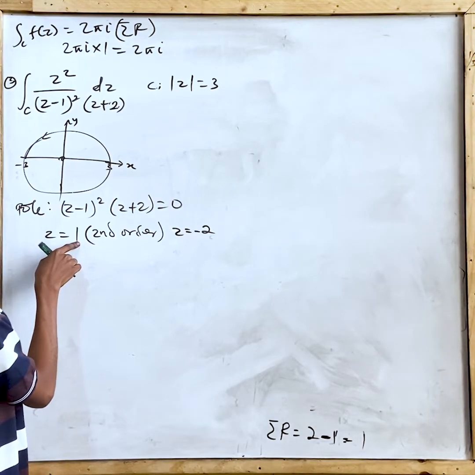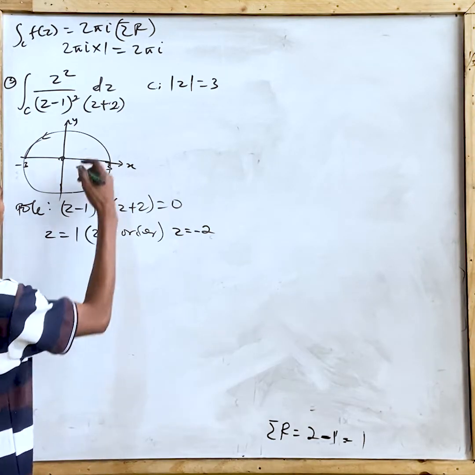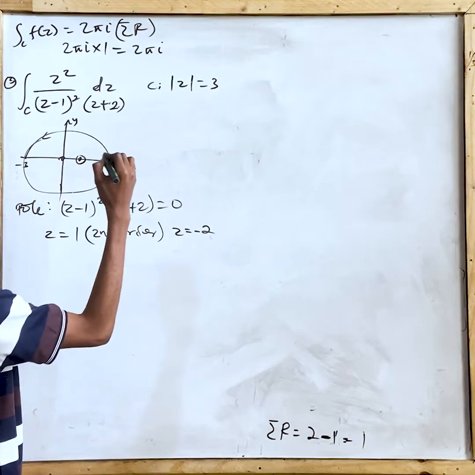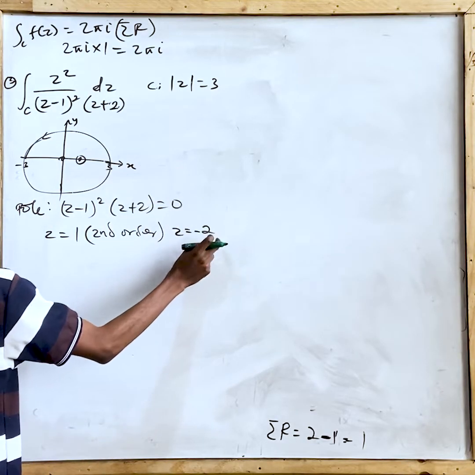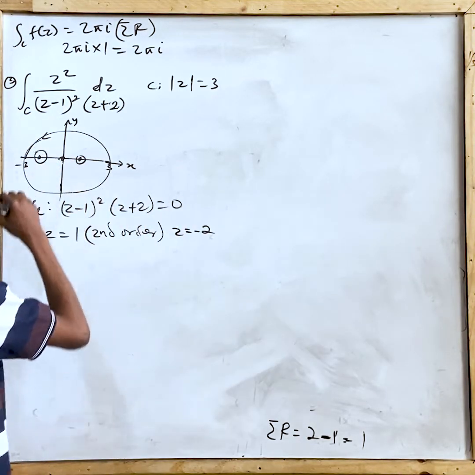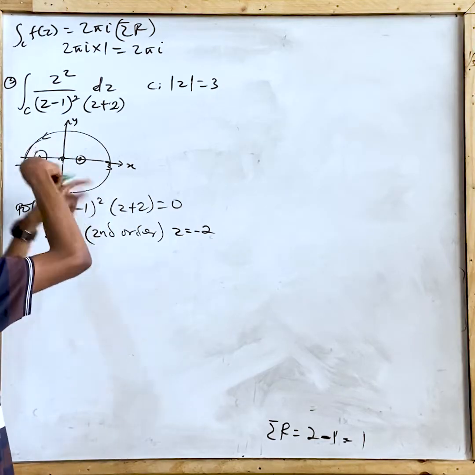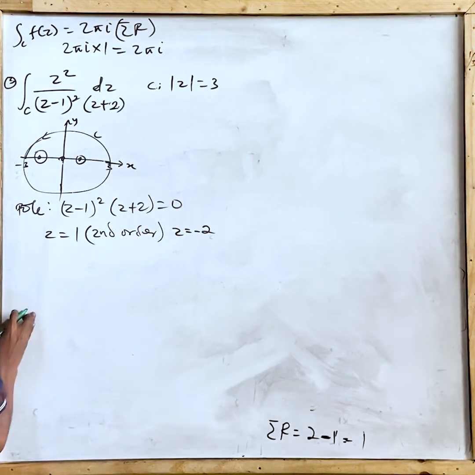Now, z equals 1. Will it lie within the contour or will it be outside? Z equals 1. 1 will be here. Z equals minus 2. Oh, that one too will be here. Good. So the two poles will be within C. This is C. So we now find the residue at each of the poles.